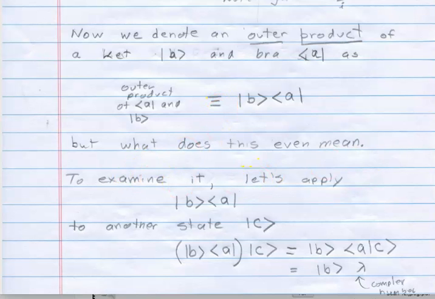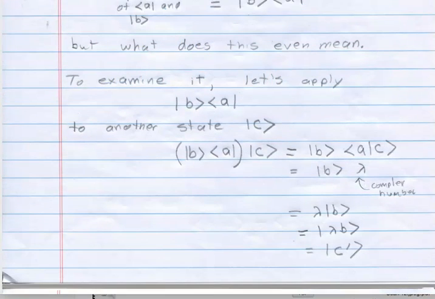To examine that, let's take a look at applying this thing that we just defined, the outer product of these two vectors, to a different state, another state, C.